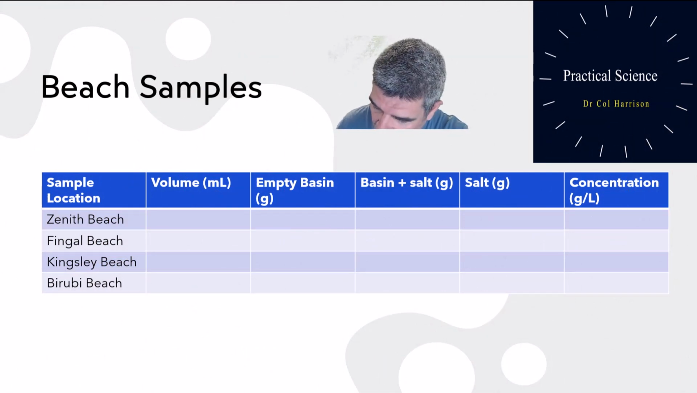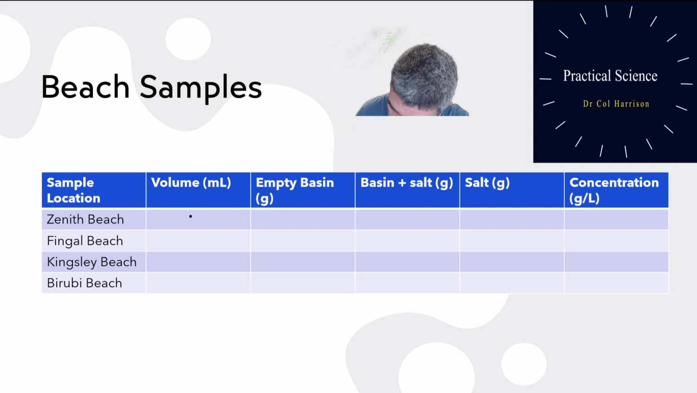So firstly, all of the volumes that we used were the same. They were all 2 ml samples. And we measured those carefully. So we made sure that each sample was the same volume. Then we took a record of each of the empty evaporating basins, and then again after we'd evaporated all the water to leave the salt behind.